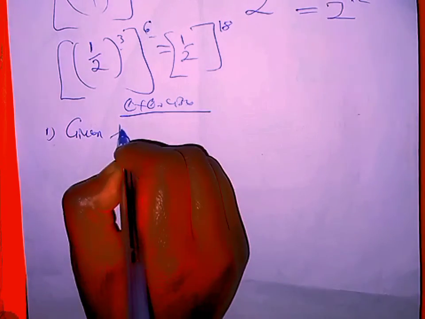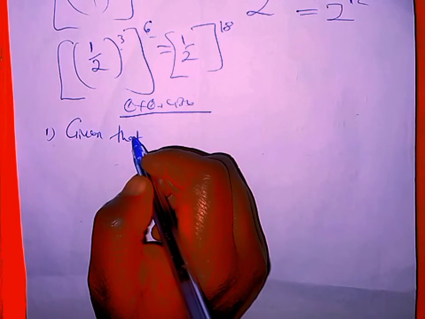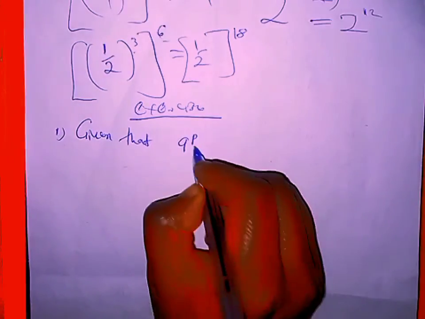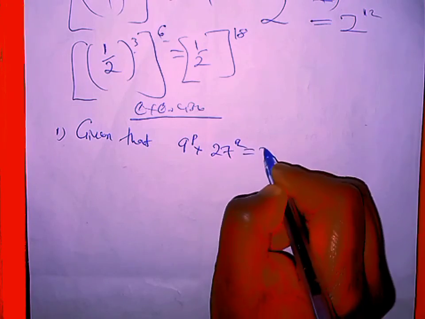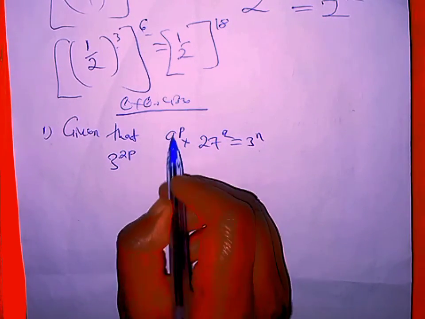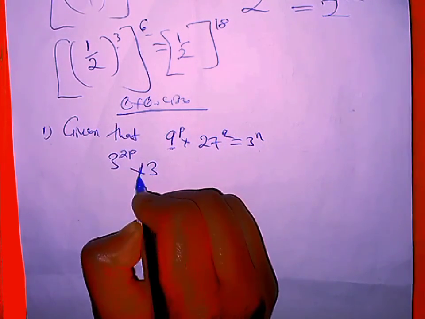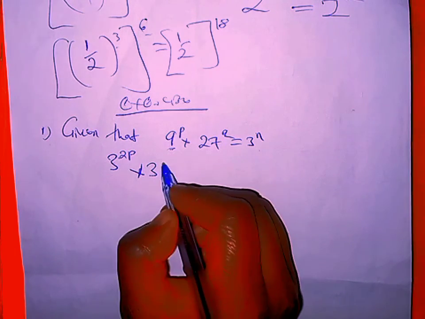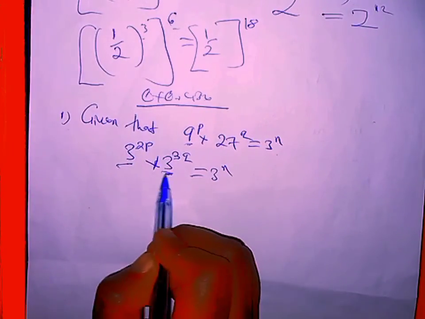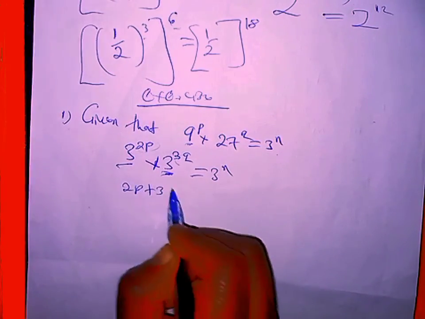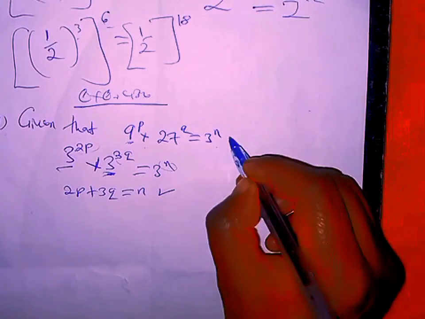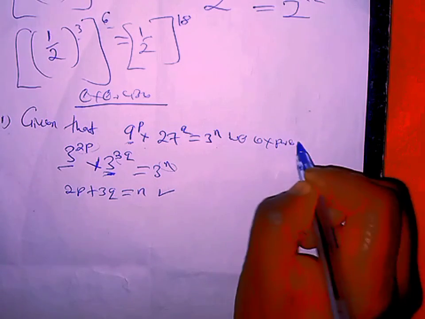Exercise number 1. Given that 9 power p times 27 power q equals 3 power n, we are going to express n in terms of p and q. That is 3 raised to 2p times 3 raised to 3q equals 3 raised to n. So that is 2p plus 3q equals n. So we have expressed n in terms of p and q. You can pause and try another exercise.